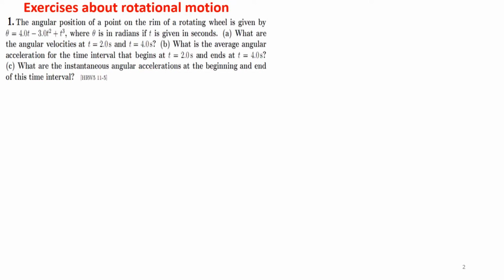Statement. The angular position of a point on the rim of a rotating wheel is given by theta equals 4t minus 3t squared plus t to the power 3, where theta is in radians and t is given in seconds. Asked: A. What are the angular velocities at t equals 2 seconds and t equals 4 seconds?